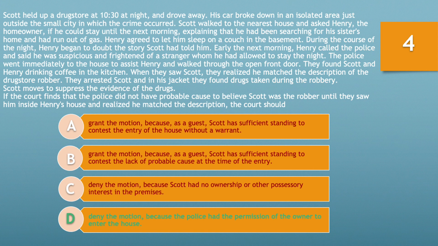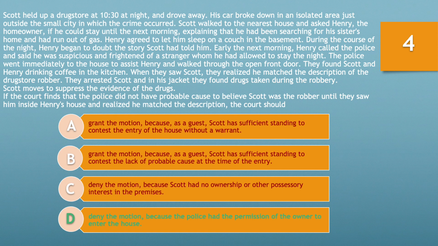In this case, the fact that Scott was an overnight guest is a distractor because it seems to implicate the issue of the Fourth Amendment and standing. This, however, overlooks the fact that the homeowner called the police the next morning and said that he was suspicious and frightened of the stranger who stayed overnight. When the police arrived, the front door was open and the police entered already having the homeowner's valid consent.